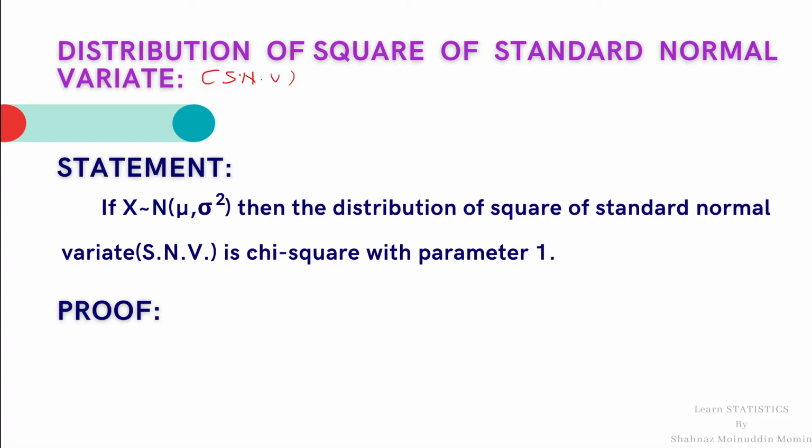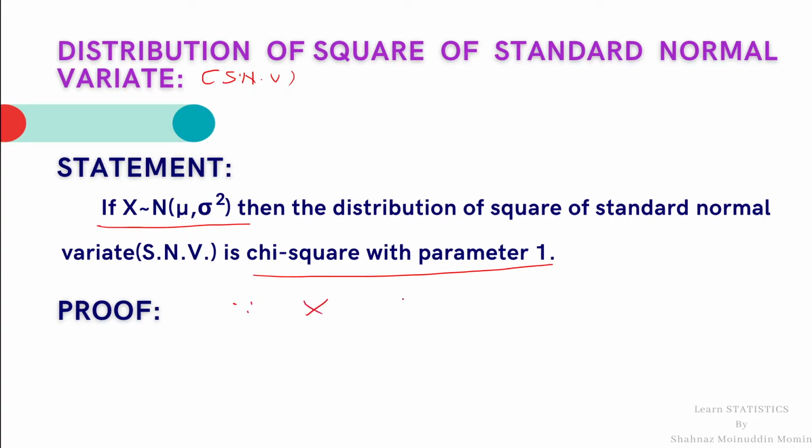Now we shall take this statement: if x follows a normal mu sigma square, then the distribution of square of standard normal variate is a chi-square with parameter 1. So we shall start with the proof of the result.